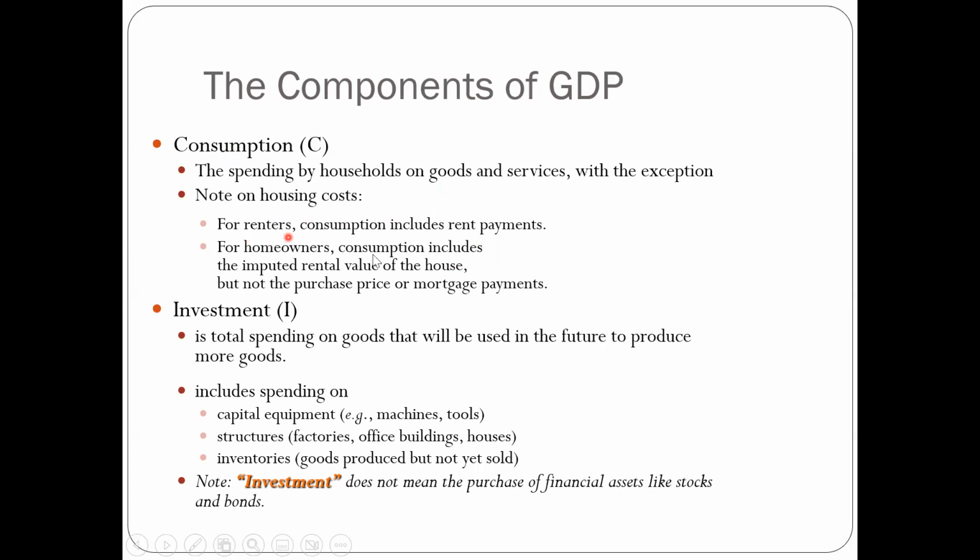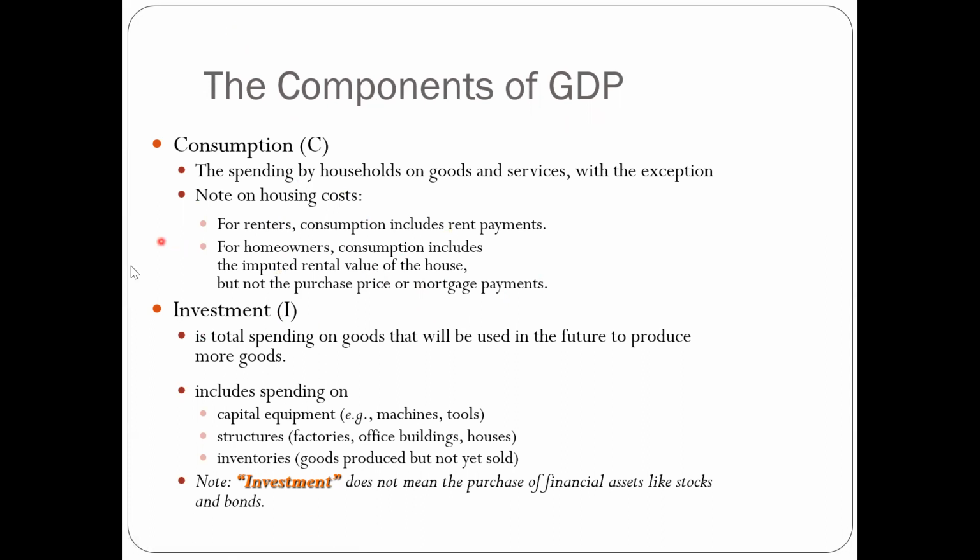For homeowners, consumption includes the imputed rental value of the house. Imputed rental value is expected value. Expected value, if I rent this home, how much it can bring. So this is for homeowners. We can't include the purchase price or mortgage payment in the consumption because we add it only once. We added it when the house was built, its construction was added one time in the gross domestic product.